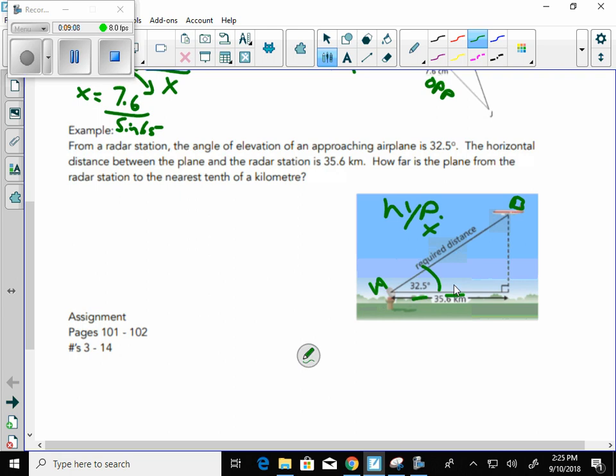Okay, so we have adjacent and we have hypotenuse. Which one uses adjacent? Sam. Cosine does. Thank you. Because we pay attention. Cosine of 32.5 equals x, 35.6, adjacent over hypotenuse. Yes, Sam.